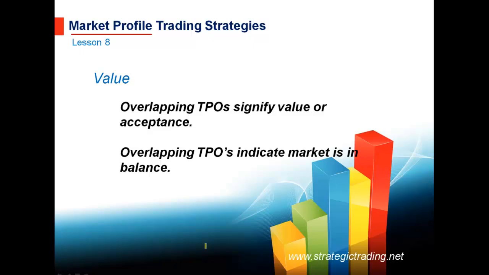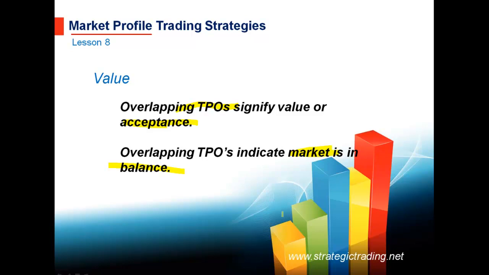All right, now I want to review the concept of value and the idea of value and how we identify it on the profile. Basically, we begin to see value emerging when we see an overlap of TPOs. Basically, this is telling us that the market is accepting these prices and the short-term traders are feeling comfortable in this area. And the corollary to that, when this starts to happen, is we have balance in the market. We get a balanced market. So this is what we mean when we talk about value.